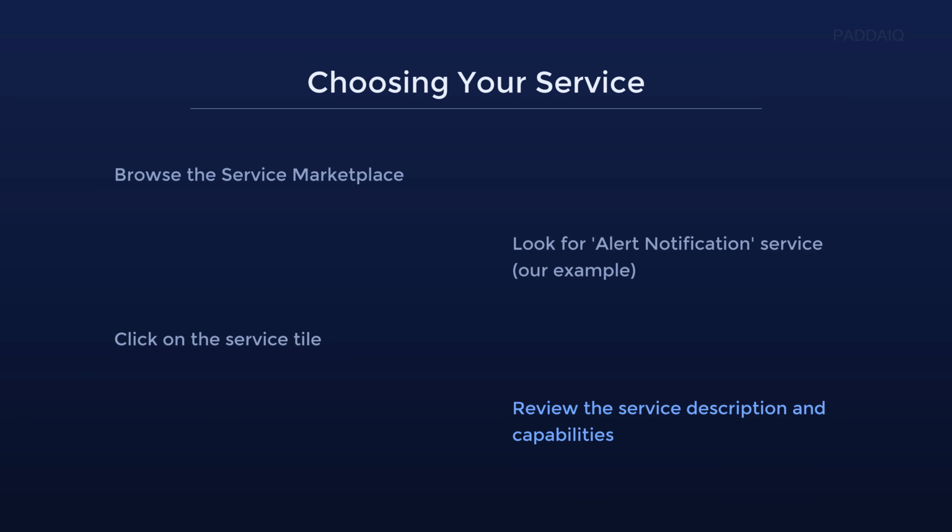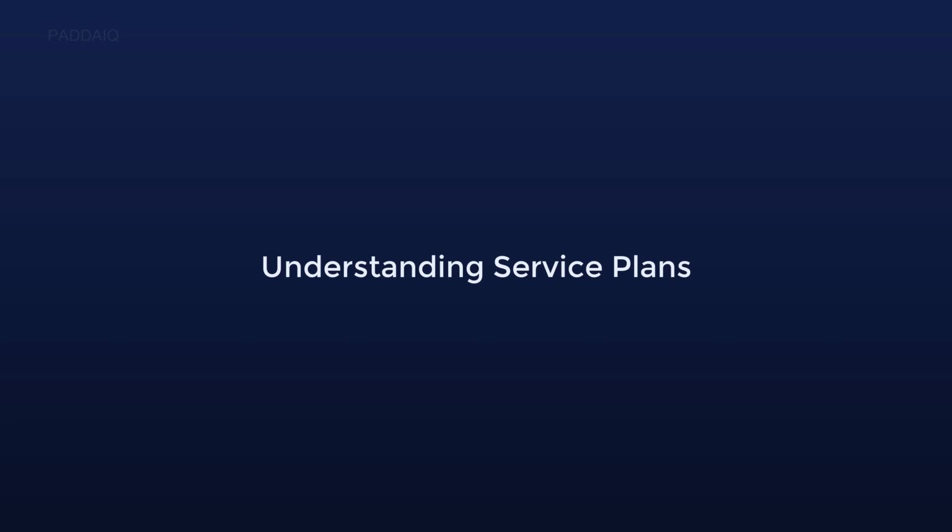Review the service description and capabilities. This means carefully reading what the service does and its features before you choose it. For instance, if you need to send notifications, check SAP Alert Notification Service details to confirm it handles email and SMS. This ensures you select the right tool for your specific needs. Understanding service plans in SAP BTP.